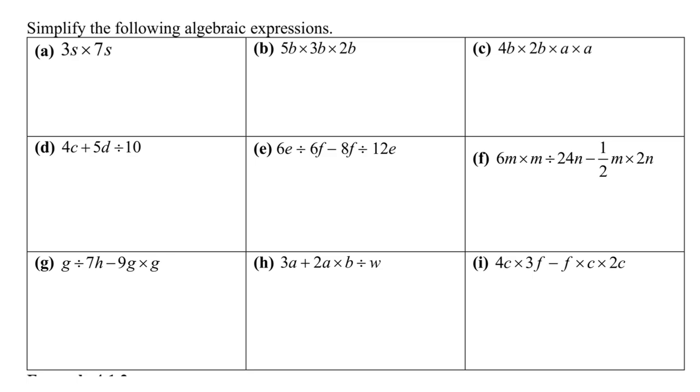So let's start with part A. 3s multiplied by 7s. We first look at the coefficient. 3 times 7 will give me 21, sorry. After that, we will look at the variable. S times S will give me S power 2.